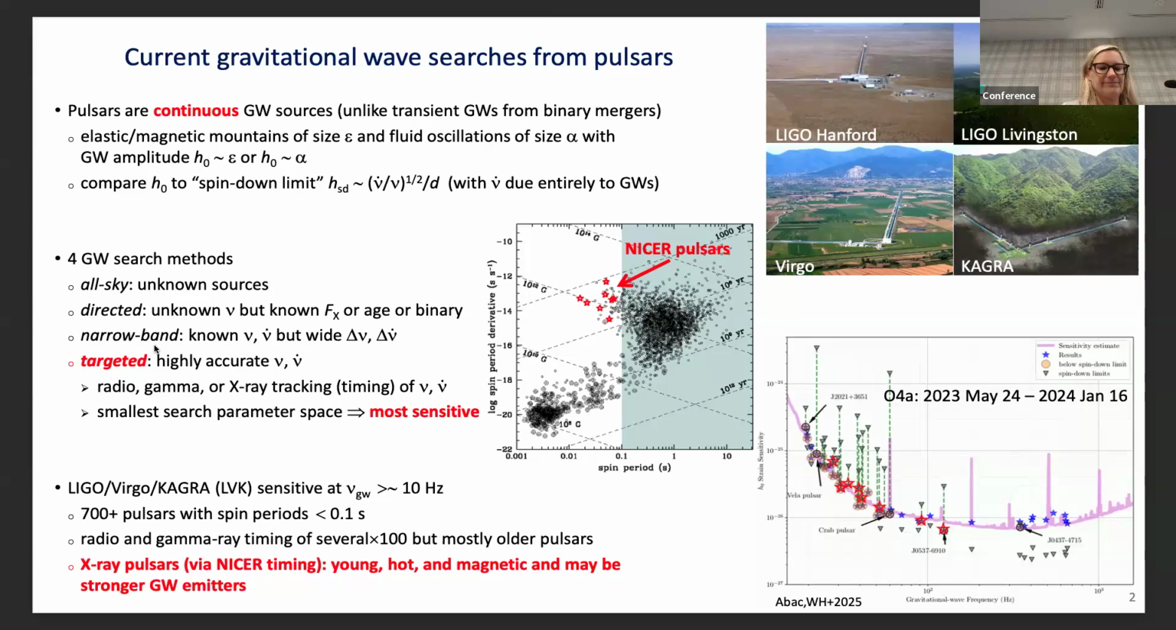Radio and gamma ray timing gives us a list that includes several hundred of them, so we can look at them. But they're generally older pulsars. The ones that the radio and the gamma ray are looking at are generally older ones. But the X-ray pulsars are younger. They're hotter, and because they're younger and hotter, they may be more asymmetric, because they have higher magnetic fields and higher temperatures, for example. They can give you higher asymmetries in the pulsar, so they can generate stronger gravitational waves.